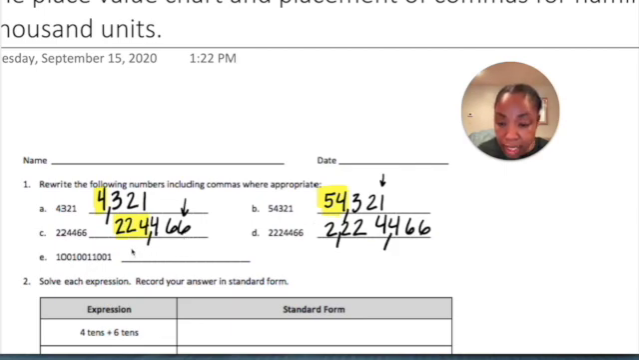Let's look at E. This one is a long one. So I'm going to start from the back. 1, 2, 3, comma. 1, 2, 3, comma. 1, 2, 3. 1, 2, 3, comma. So if you notice, in each of these sections between the commas, there are 3 digits.